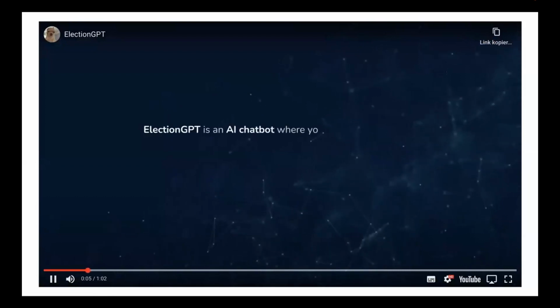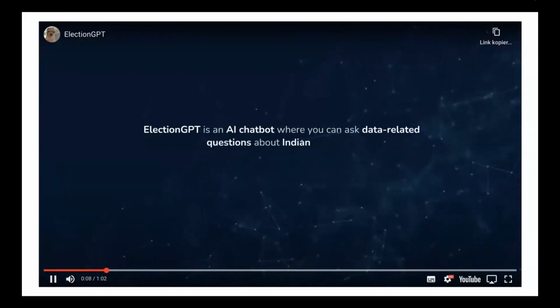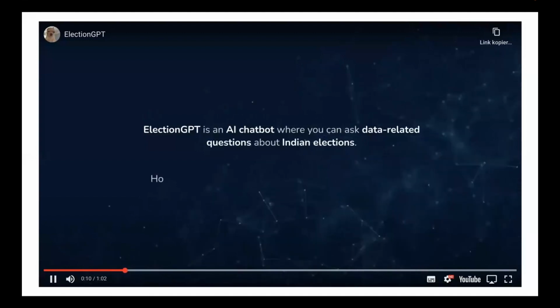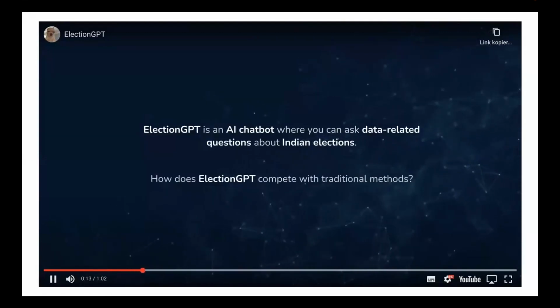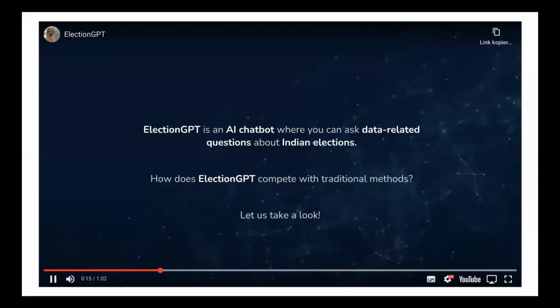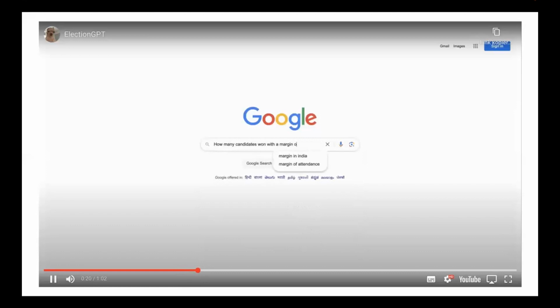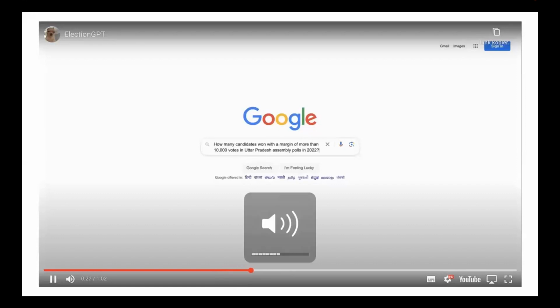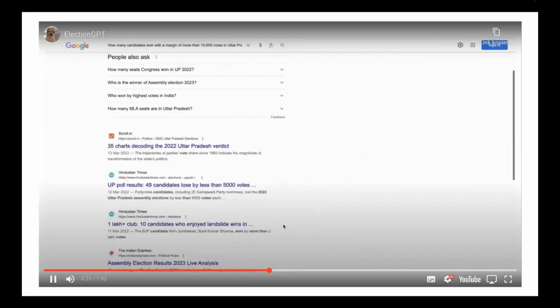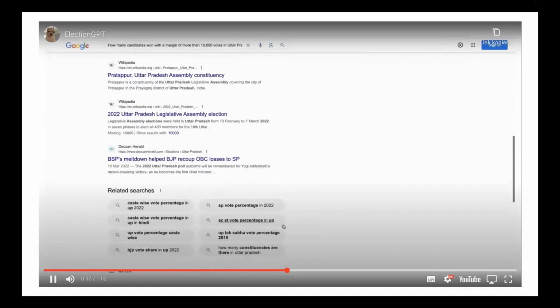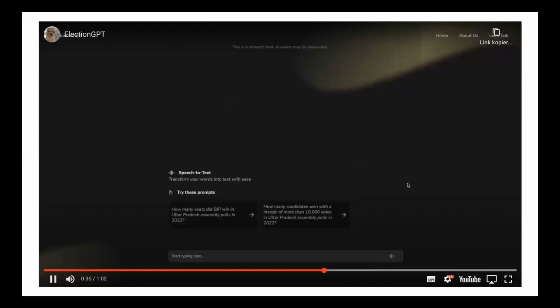ElectionGPT is an AI chatbot where you can ask data-related questions about Indian elections. But how does ElectionGPT compete with traditional methods? Let's take a look. So here you can see one example. We are asking the same question to Google, and we are not getting the relevant results, usually because it's difficult to get the relevant results here.